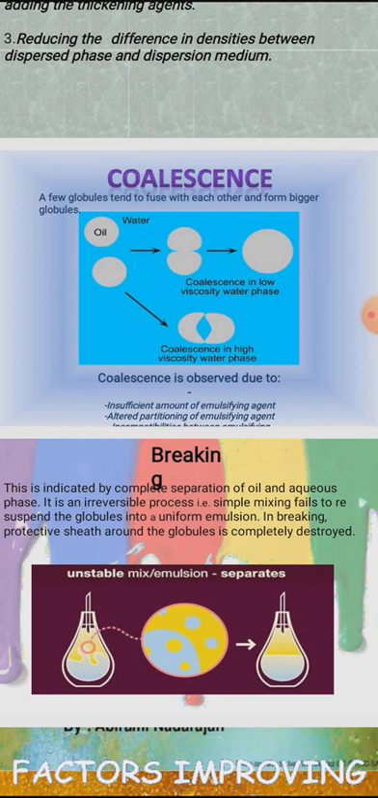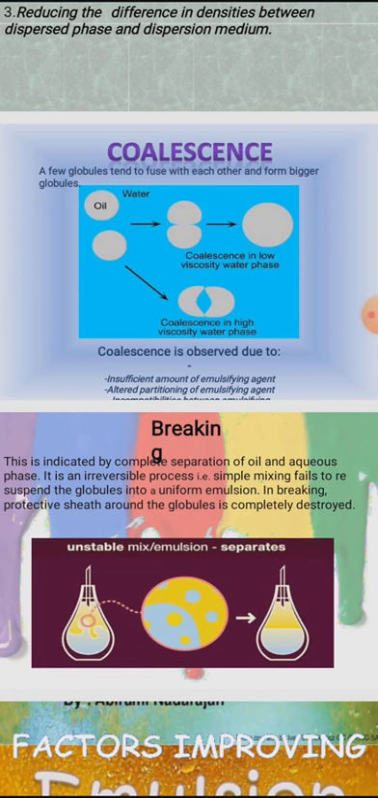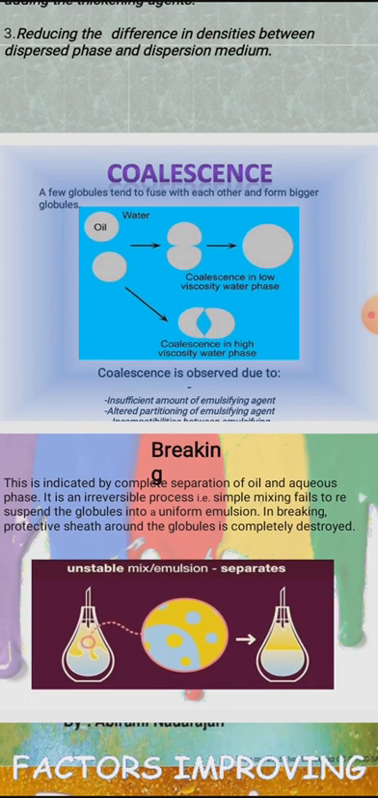Listen carefully. Altered partitioning of the emulsifying agent: we know that according to the HLB scale, two types of emulsifying agents are there, O/W type and W/O type, or hydrophilic and lipophilic. Depending on the emulsifying agent type, they will partition in the aqueous phase as well as the oil phase. If the emulsifying agent is lipophilic, obviously the maximum portion will go in oil. And if it is hydrophilic in nature, then the maximum portion will be partitioned in the water or aqueous phase. So if this partitioning of emulsifying agent is altered, then coalescence may happen.